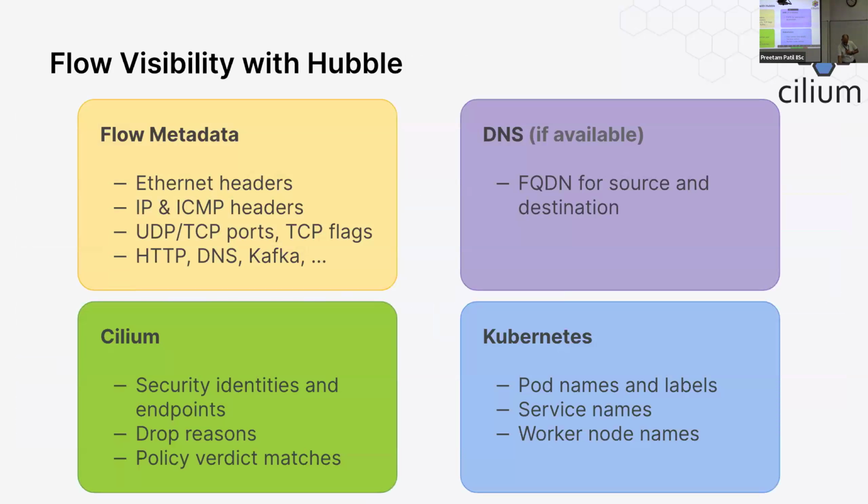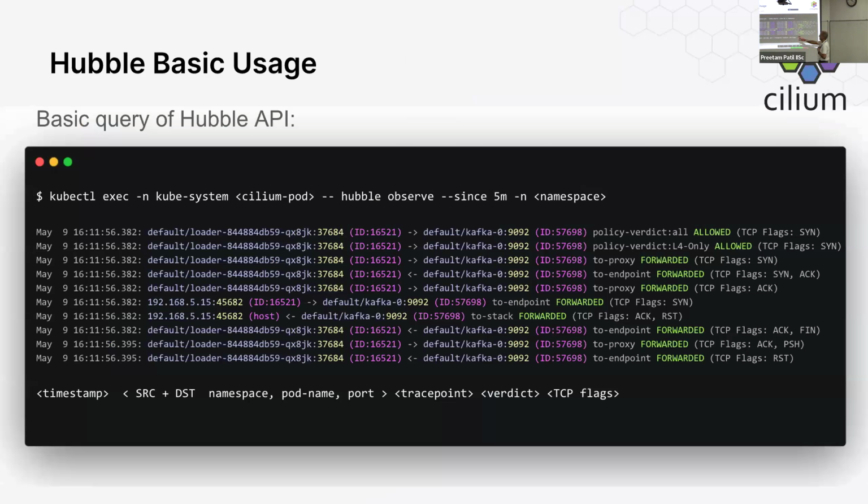So if you look at this, you can see that this is a policy verdict. It's an L4 only policy. It is being allowed. There are all packet types that you can see. You can see SYNs and ACKs, resets being sent by this particular guy. Everything is visible.